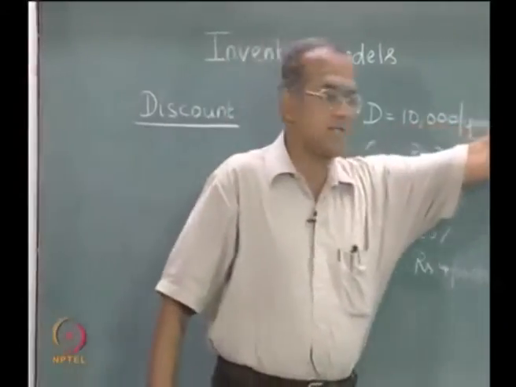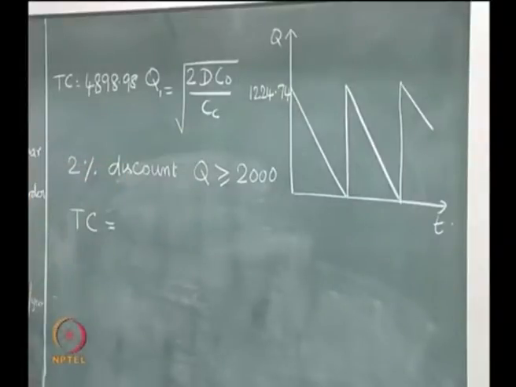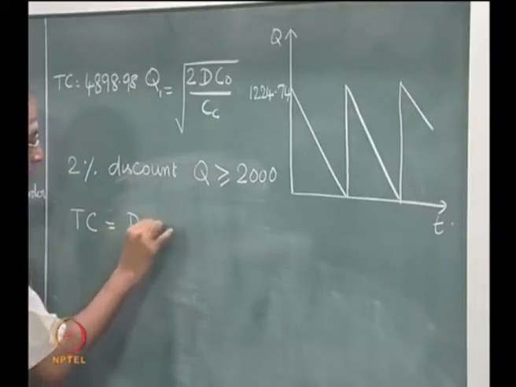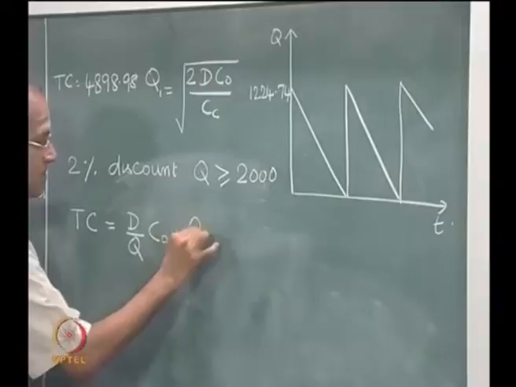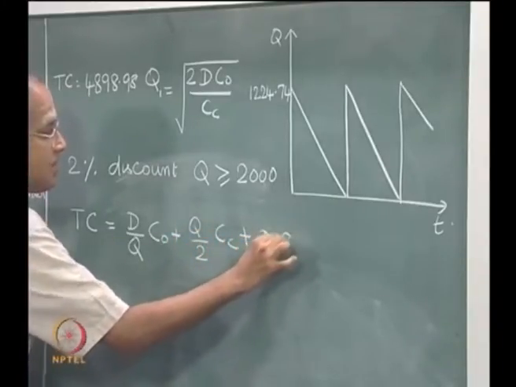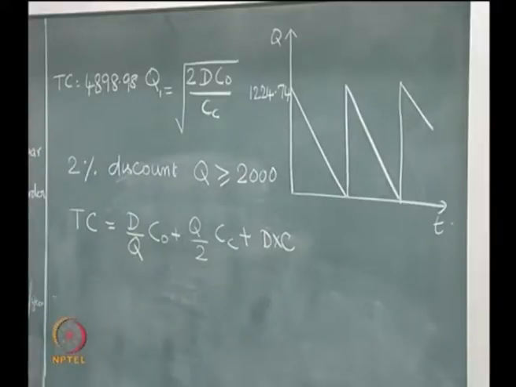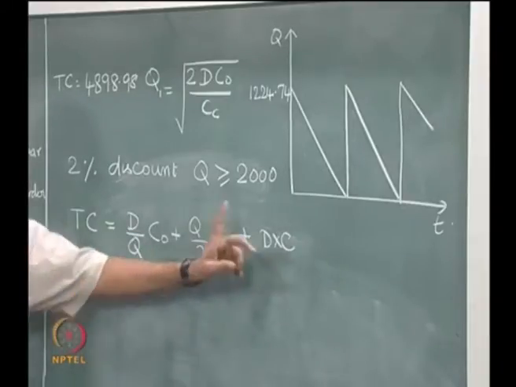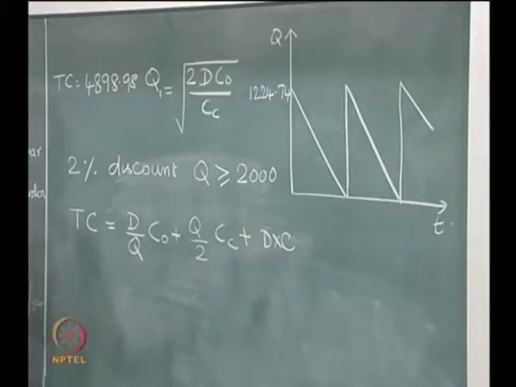Now, this model does not allow back order. So, we looked at the 3 costs and wrote the expression TC is equal to D by Q into C naught plus Q by 2 into CC plus D into C. Now, this is the ordering cost component, this is the inventory holding cost component, this is the cost of the item per year.